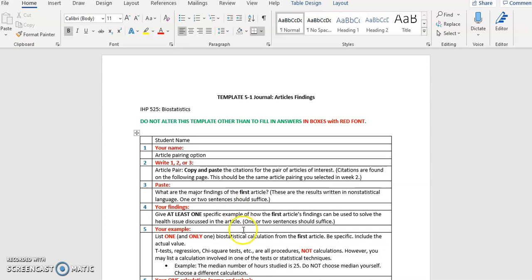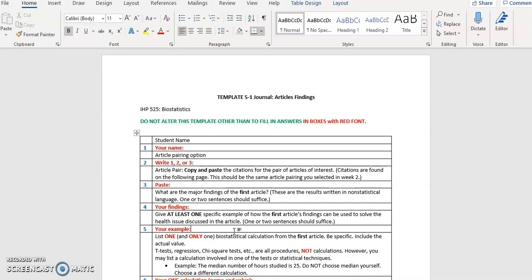Okay, number 5 is give at least one specific example of how the first article's findings can be used to solve the health issue discussed in the article. 1 or 2 sentences should suffice. So in your mind, first you have to figure out what is the health issue discussed in the article. And why did they bother writing the article? What was the health issue of concern, or what was the concern that the author wanted to analyze?